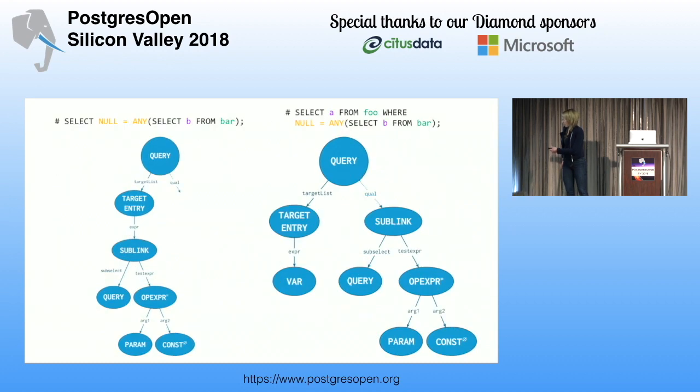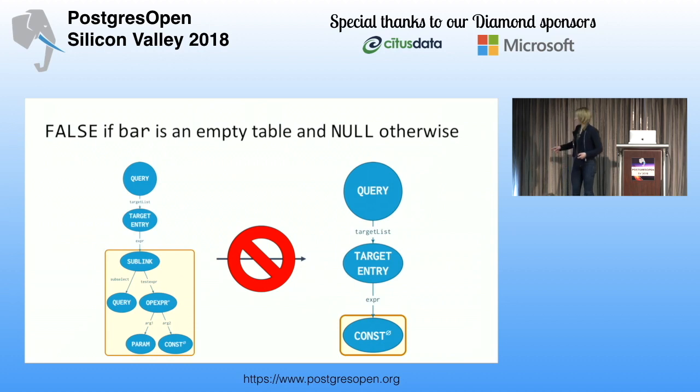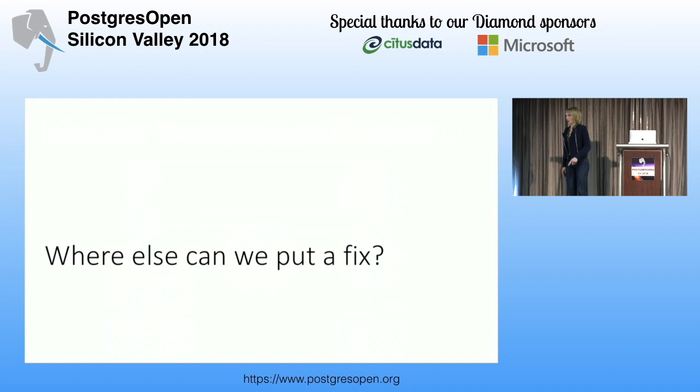Okay. So you can see why that would be wrong, because here we've turned it into a constant null. That means regardless of the data in bar, it will always produce null. It will never produce false, which will be wrong sometimes. So does that mean that we can't do this optimization? I mean, that's very possible. Obviously, I haven't, but I had another idea, or sort of another idea.